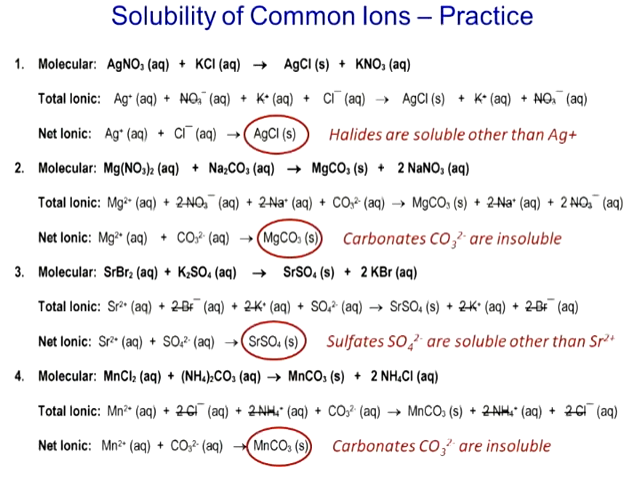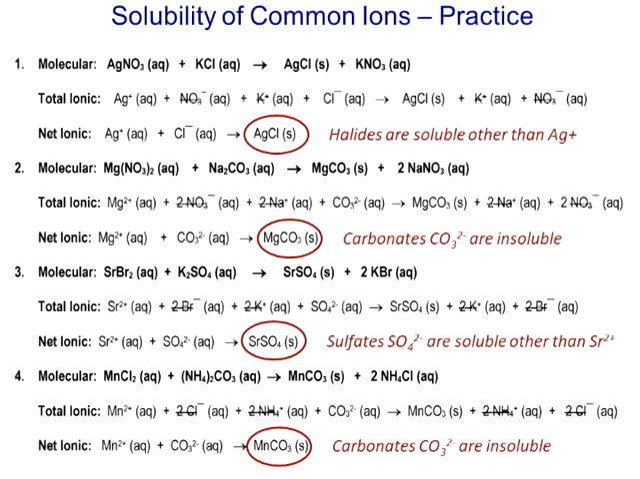So let's practice solubility and at the same time take a look at molecular, total ionic, and net ionic equations. In this slide, we show you 4 examples. The molecular equation for silver nitrate and potassium chloride is shown. When that undergoes a reaction, it forms silver chloride and potassium nitrate. Note that the potassium nitrate is aqueous and silver chloride is solid.